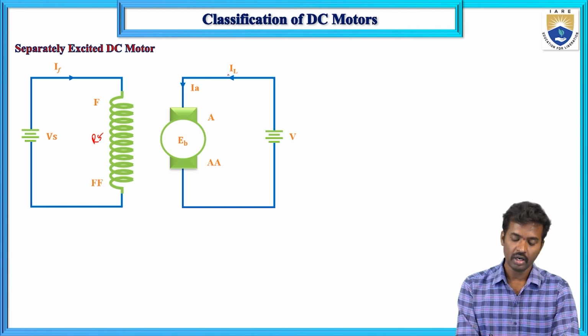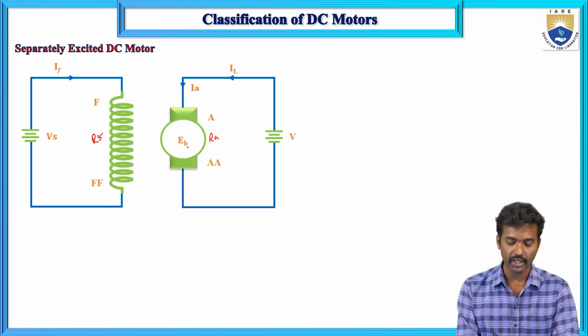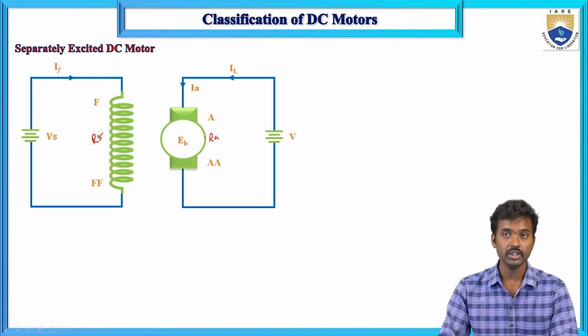IA and IL are connected in series, that means IL equals IA. This armature current is IA and this armature resistance is RA, and there is a back EMF induced in the armature. That back EMF is EB. So these are the terms.